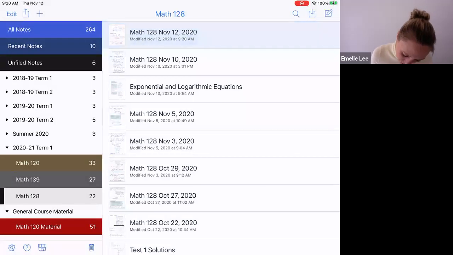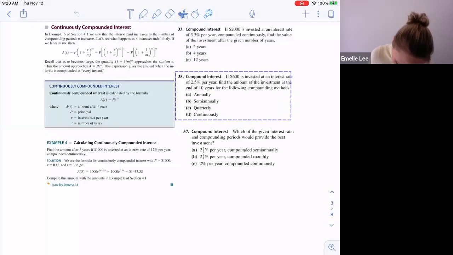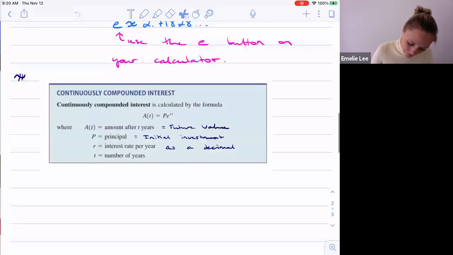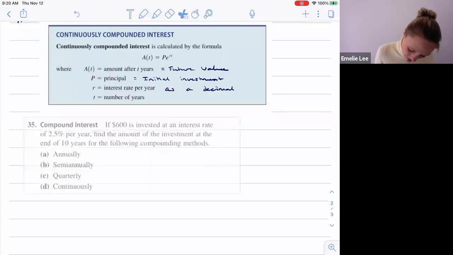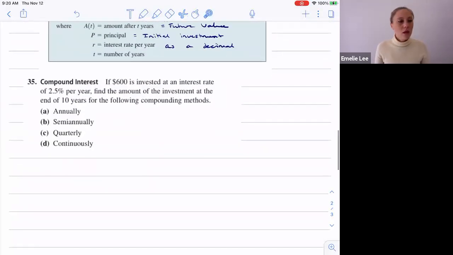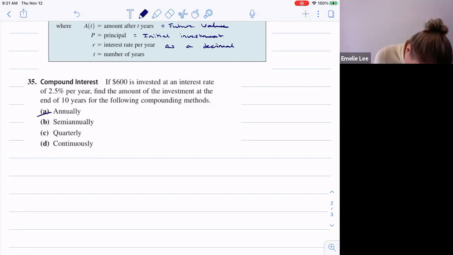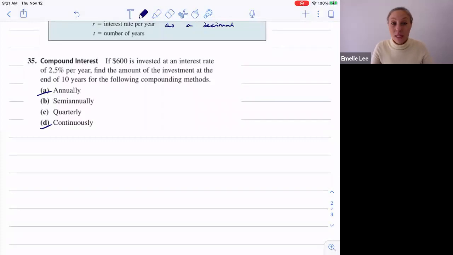So what I want to do is a little comparison here between the two. So that's why we had to introduce the other equation earlier. So if 600 is invested at an interest rate of 2.5% per year, remember we have to convert it to a decimal per year, find the amount of the investment at the end of 10 years for the following compounding methods. So we're going to look at annually, semi-annually, quarterly, and continuously. I think, just in the interest of time, let's just look at annually, right? So just once a year you're compounding versus continuously, and do a little comparison. So we'll just do A and D, and then I'll leave the B and C to the reader.